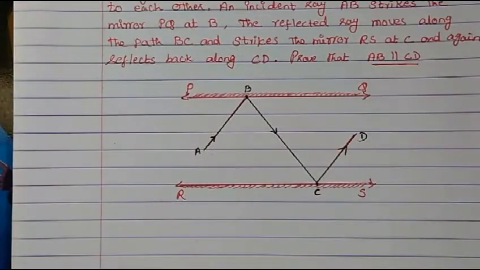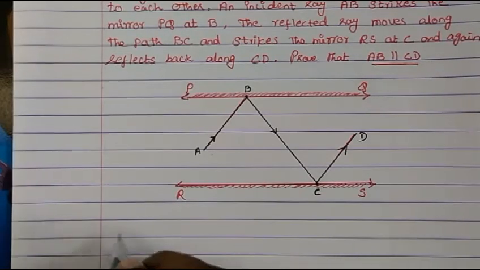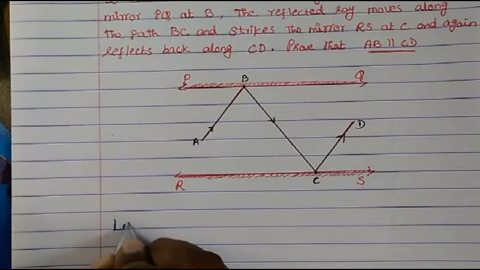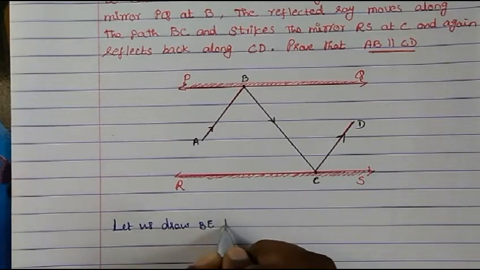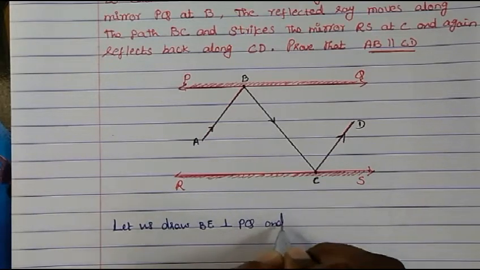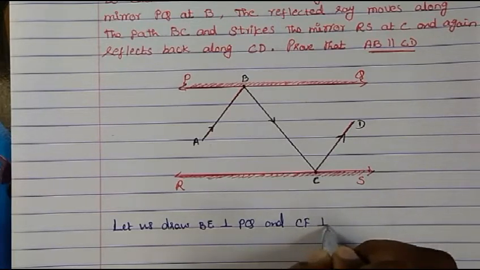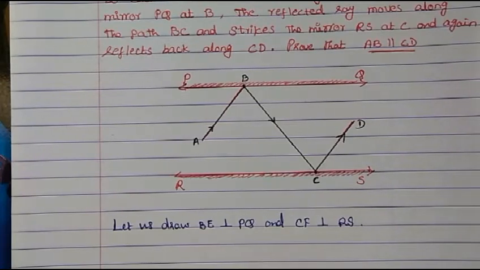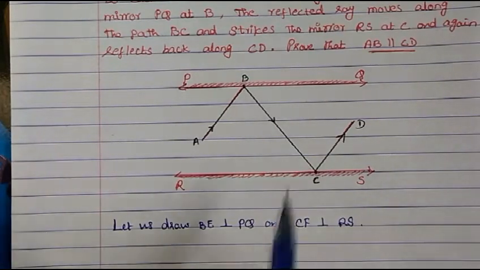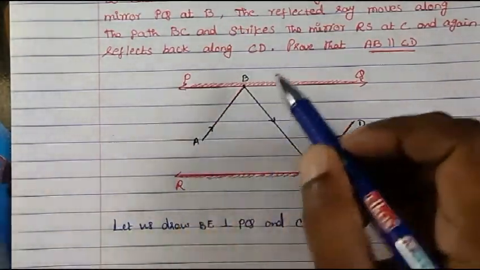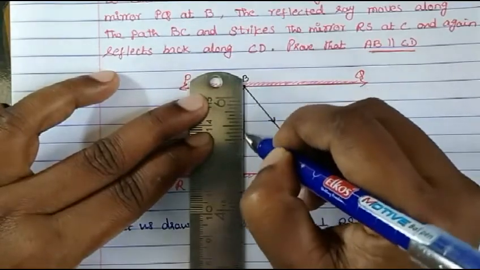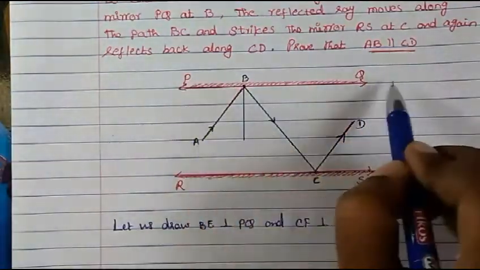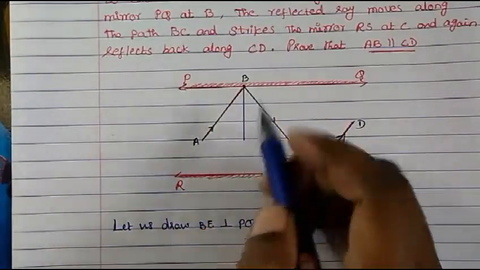For that, first of all, let us draw BE perpendicular to PQ and CF perpendicular to RS. I'll explain. PQ and RS are parallel. So we draw BE from point B, one line perpendicular to PQ. PQ is straight here and this is the perpendicular line. We name this point E.